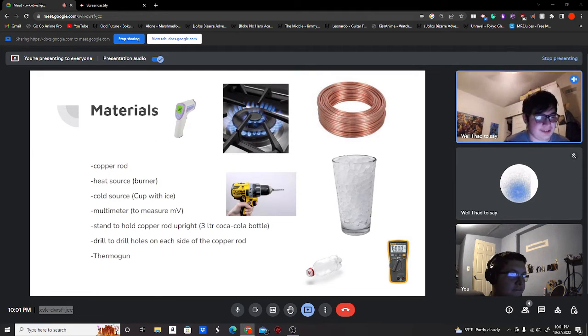Okay, so here we have our materials. We use a copper rod, and for a heat source, we use a burner. For our cold source, we use a cup with water and ice. To measure our millivolts, we use a multimeter. For easier access for the wires, we use a 3-liter Coke bottle to stand the copper rod upright. To measure our millivolts more easily, we drilled holes on each end of the copper, the hot side and the cold side, for a safer process. And lastly, we use the thermogun to measure the temperature.